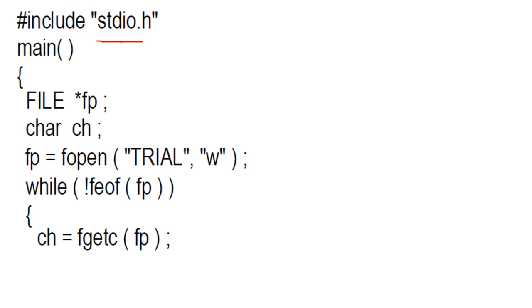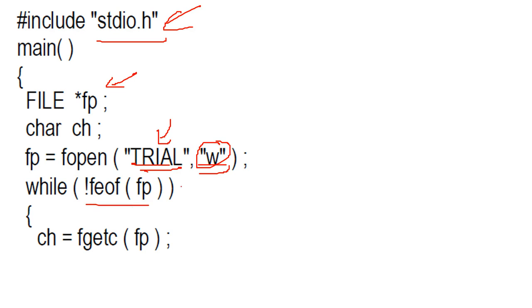This is stdio.h. We need to include it. We have a file pointer and a character. Then this is the fopen, with the file name, and we are trying to open it in write mode. So this will open because there will be nothing. If it is in write mode and it does not exist, it will be created; even if it exists, it will overwrite the content, so there will be no content at first.